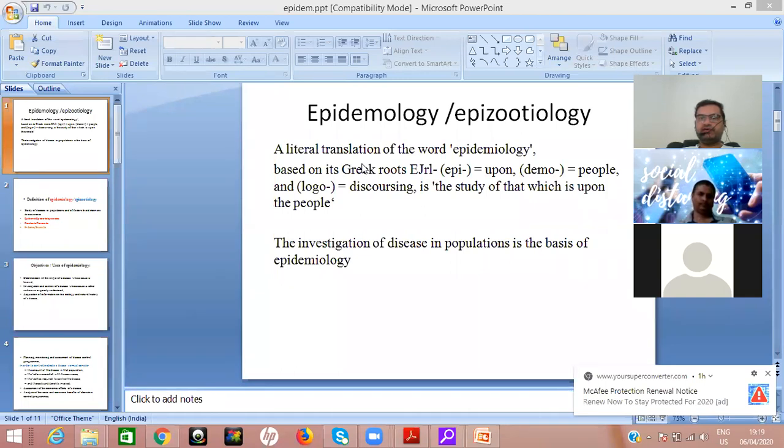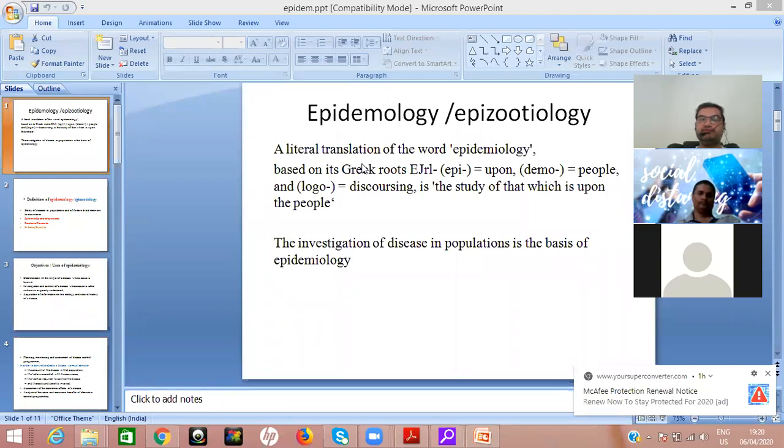So epidemiology as such is a general terminology that has been used for different purposes. If we do study the disease occurrence in a population, it is called disease epidemiology. If we study something else in a population, it is called the epidemiology of that particular thing. So first of all, what is the basis of epidemiology? Basically, the purpose of epidemiology in our perspective is to study or to investigate the disease in a population.